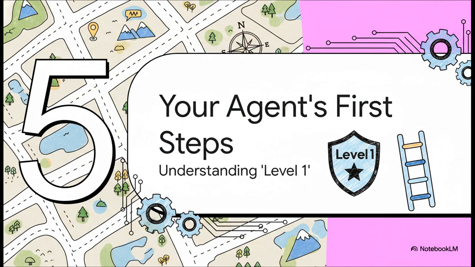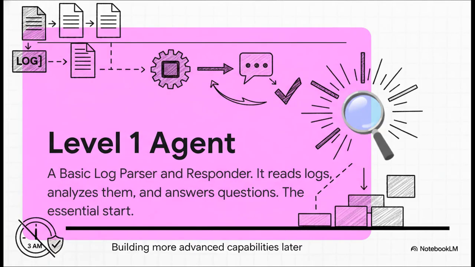So, we've designed our agent with a really professional architecture. We've got our tools picked out, but where does this thing we've just blueprinted fit in the grand scheme of things? Well, this agent is what we'll call a level 1 system. And what's a level 1 agent? It's a system that reads logs, analyzes them, and answers your questions about them. That's it. It's simple, but it is incredibly valuable.